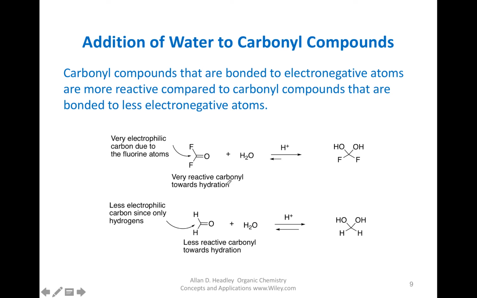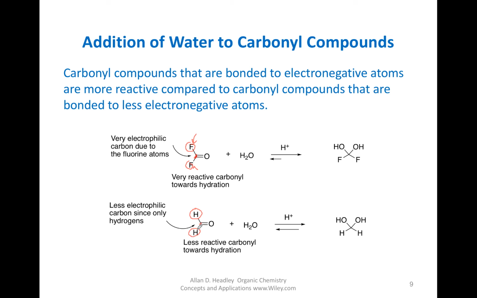Let us look at another aspect. A molecule that has electronegative atoms bonded to the carbonyl carbon. So this has a very electronegative fluorine. In fact, 2 fluorine atoms bonded to this carbon. Compared to this carbonyl carbon that has hydrogen that's not electronegative, in fact electropositive, in fact 2.